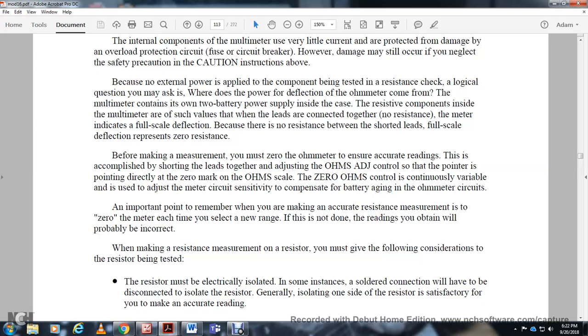Adjust the ohmmeter adjustment and control so the pointer lines up directly with the zero ohm marker on the ohm scale. The zero ohms control is a continuously variable control that adjusts the meter circuit sensitivity to compensate for variations in the ohmmeter circuits.